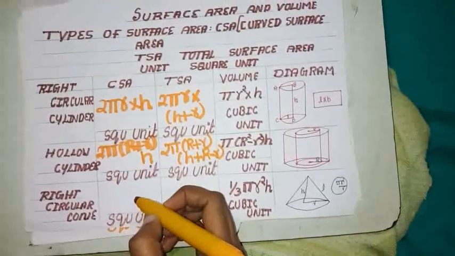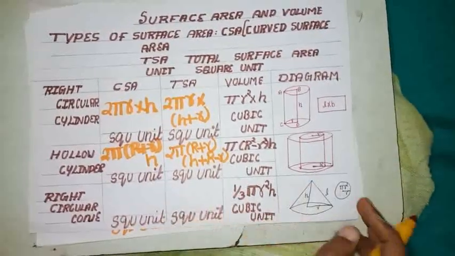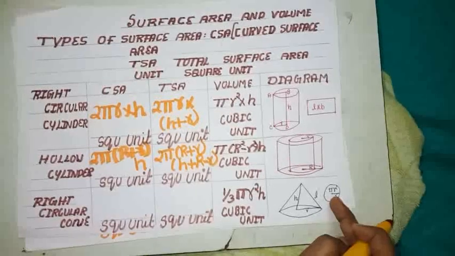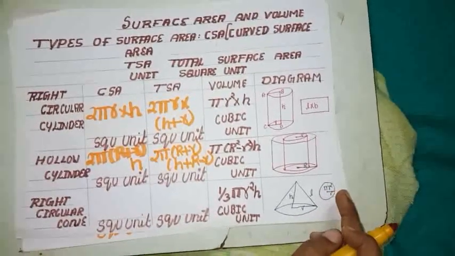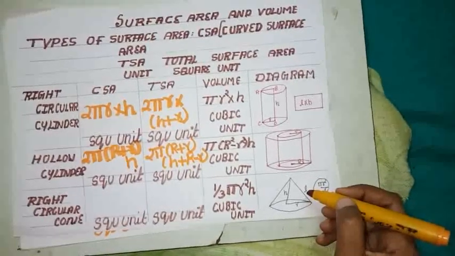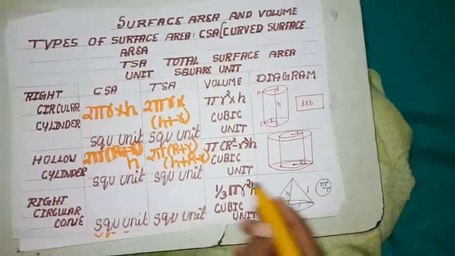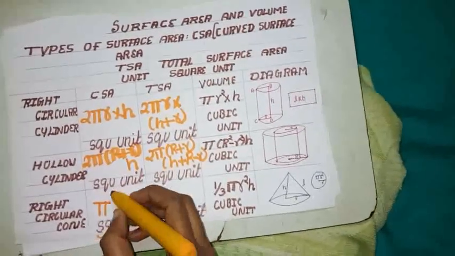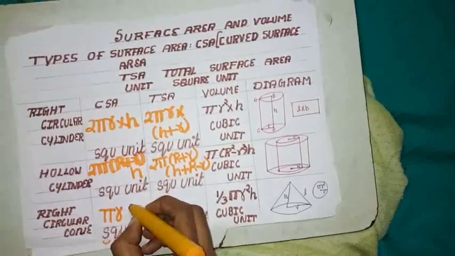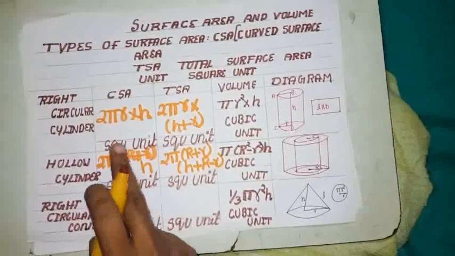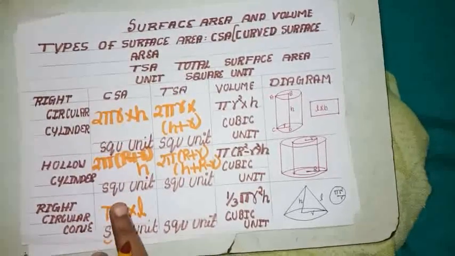Right circular cone. Cone shapes come from a circle. So if you fold a circular sheet of paper, you will get a cone. And then you will get the main point, slanting height L. The base is a circle, half of the circle. So half of the circle means pi r into L. This is for CSA of right circular cone.